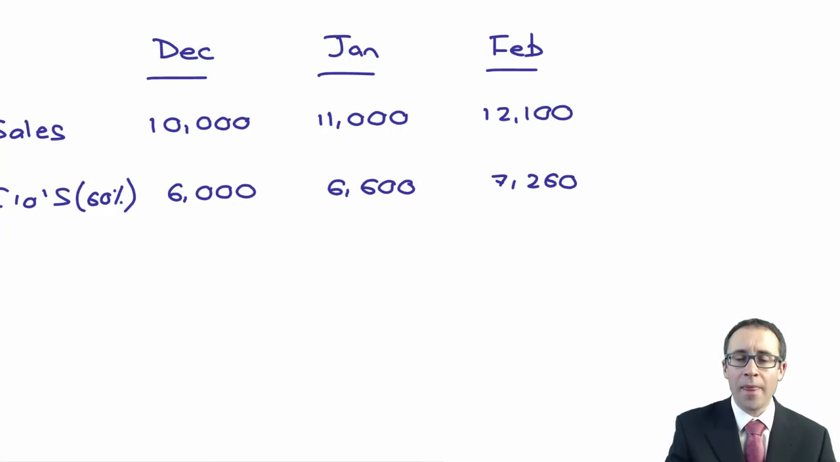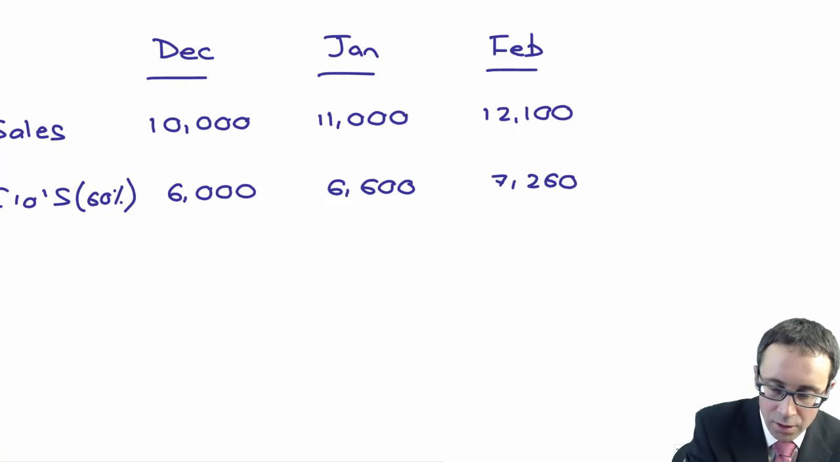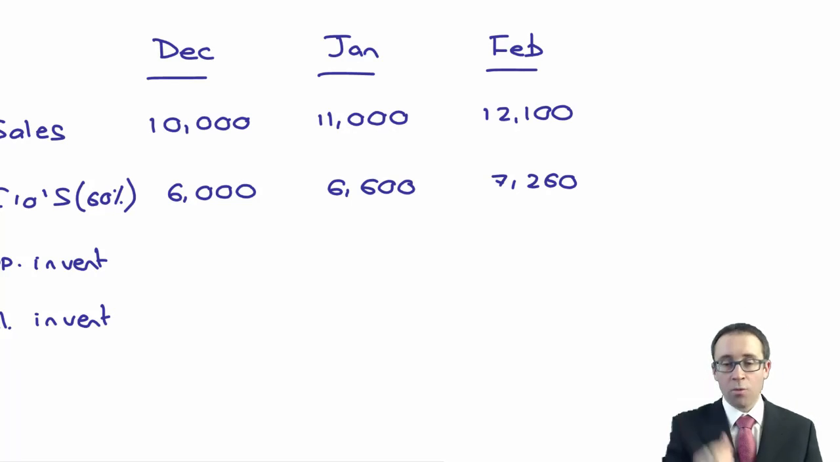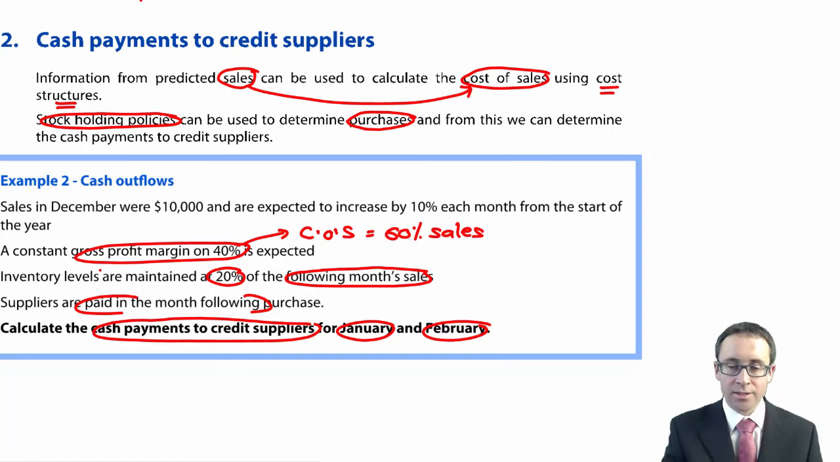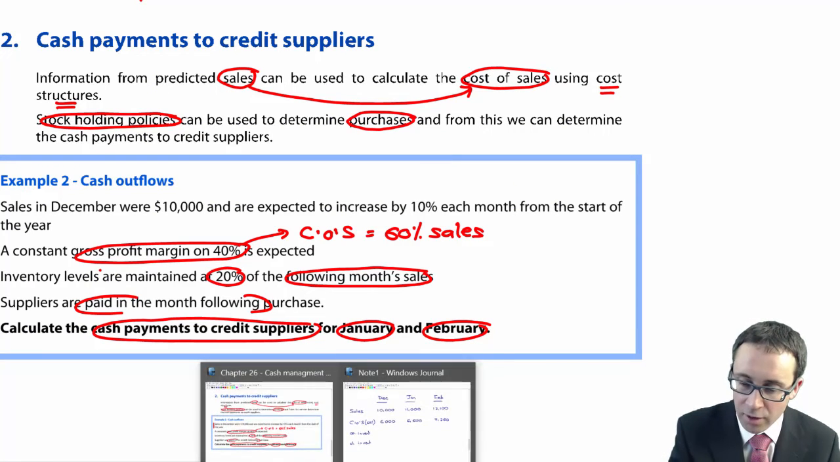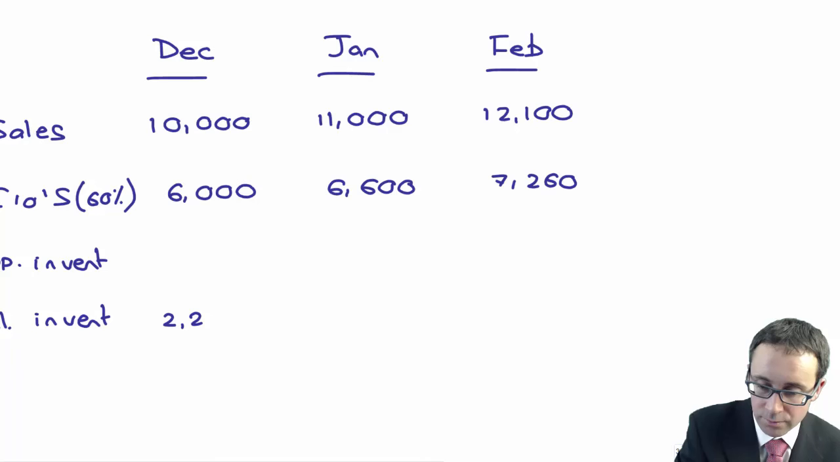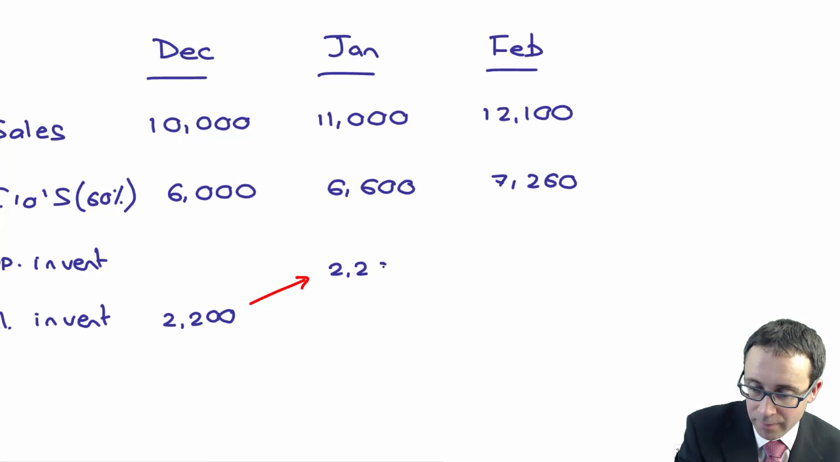Okay. And then you need to look at your opening inventory and your closing inventory. The information within the question is that your inventory is at 20% of the following month's sales. So our closing inventory is 20% of January's sales. So that's 2,200. Therefore, that must be the opening inventory for January.